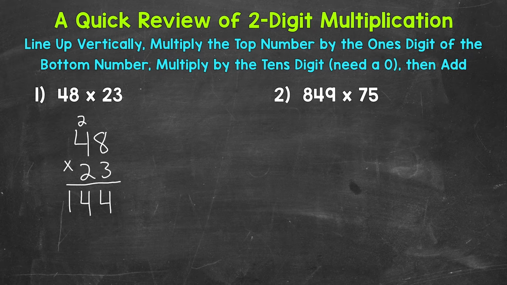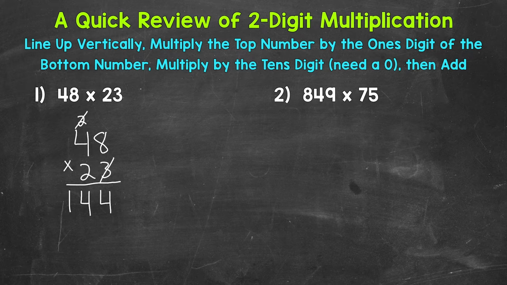So we are done with that 3 in the ones place. I'm going to cross it off. And we are done with that carried 2. I'm going to cross that off as well. That way we know we're done with that 3 and the carried 2, and we can move forward. So our next step, we're going to multiply the top number by the tens digit of the bottom number. So the 2 from 23.